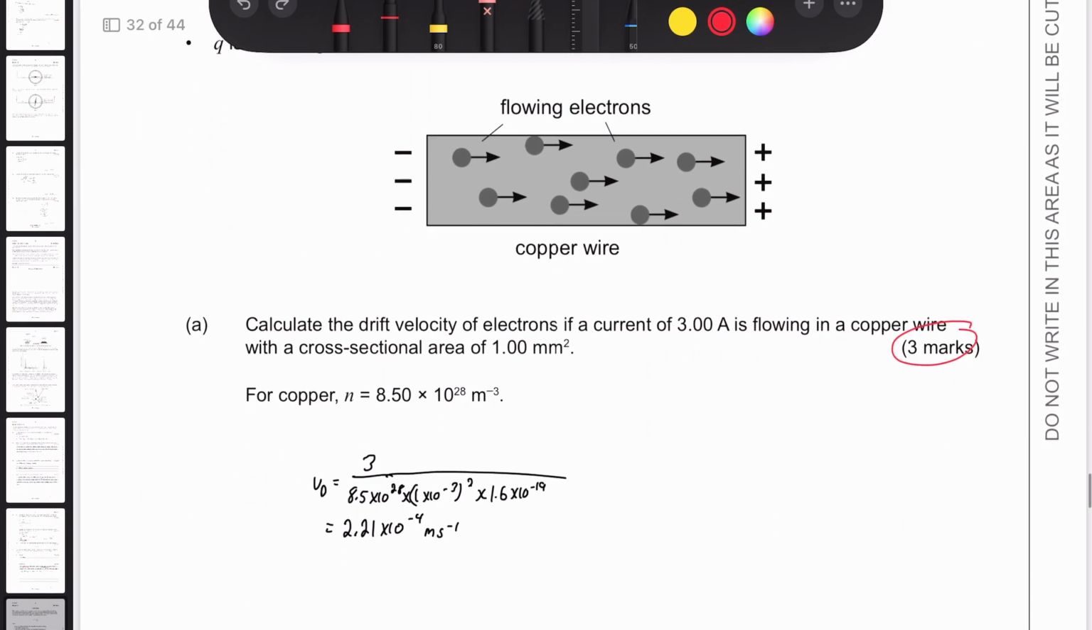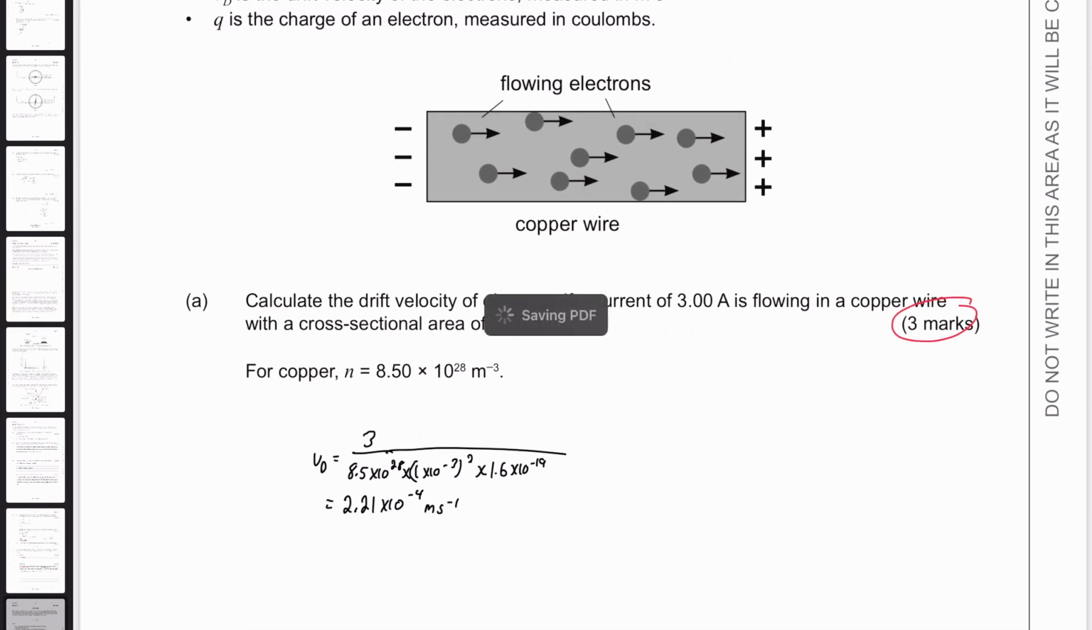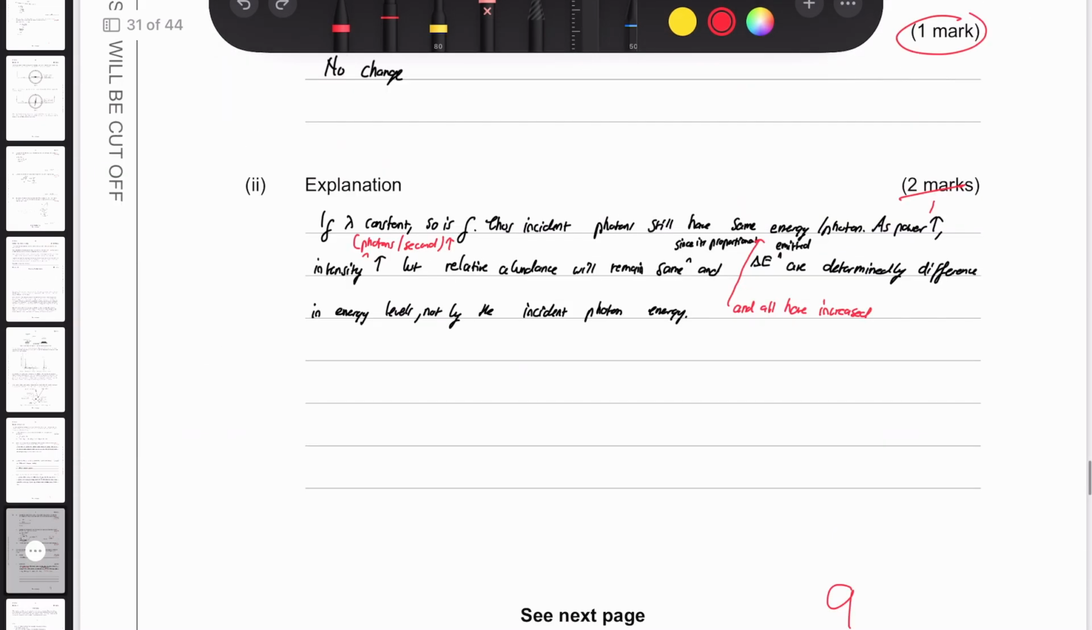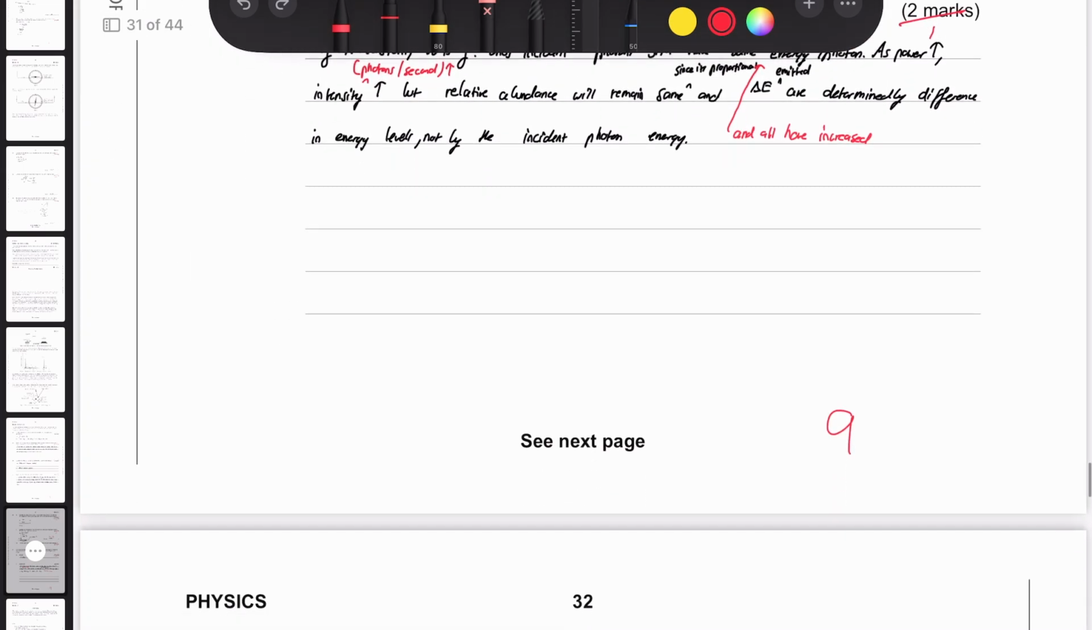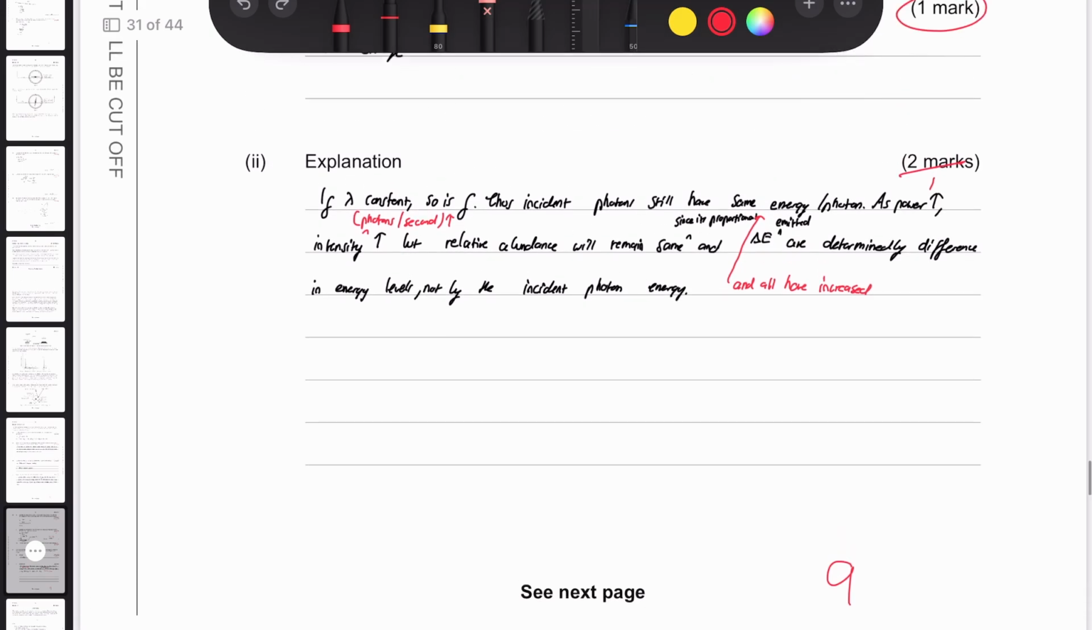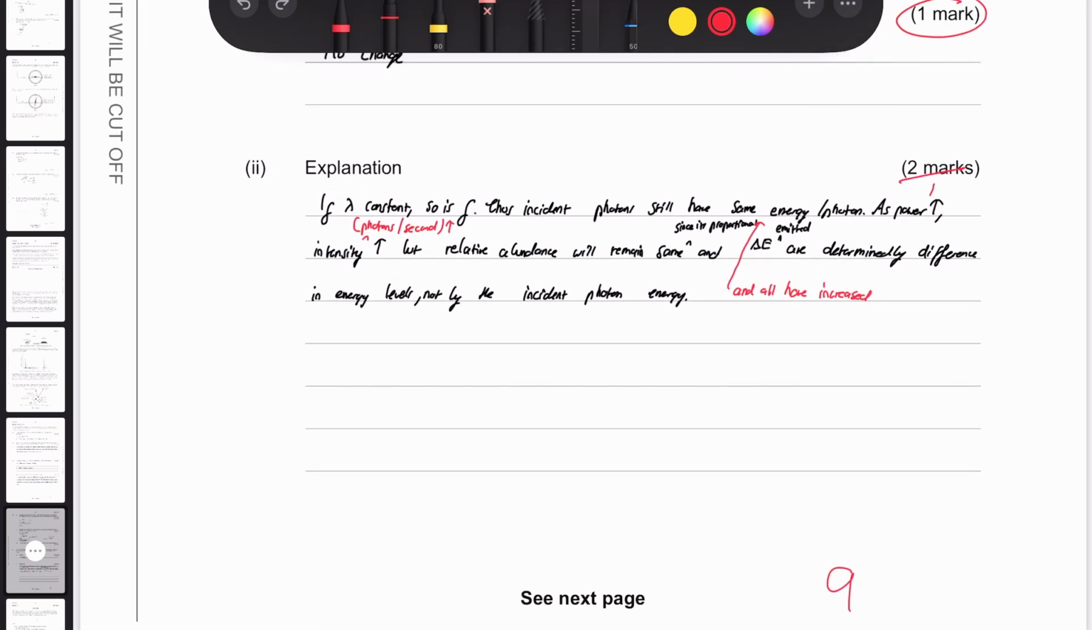And going down. These all have increased. But relative abundance remains the same, so it's proportional. Let's see. I might discuss with some people if I should get the mark or not. Maybe I shouldn't.